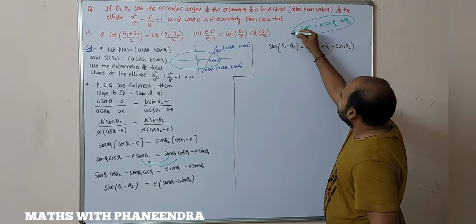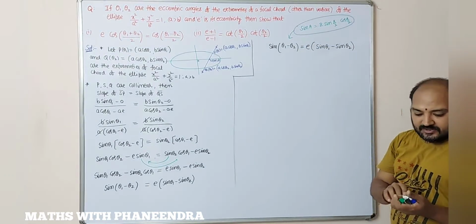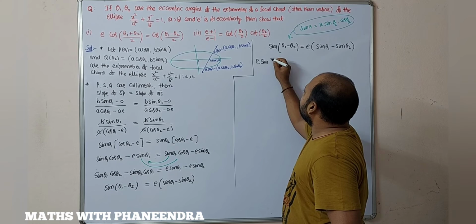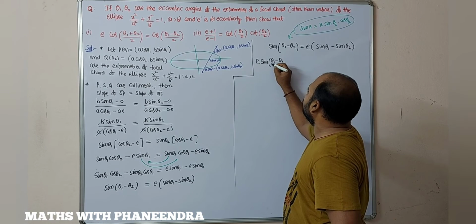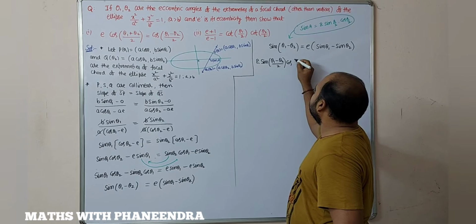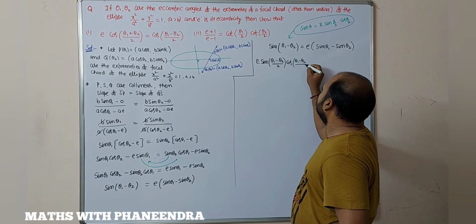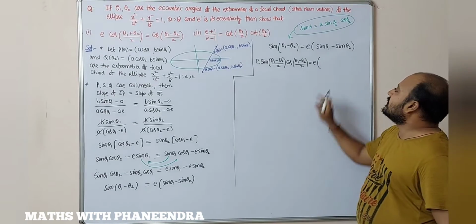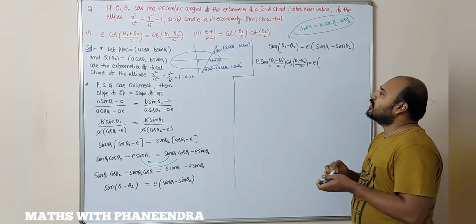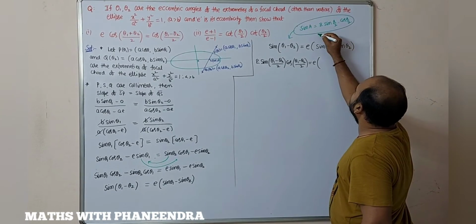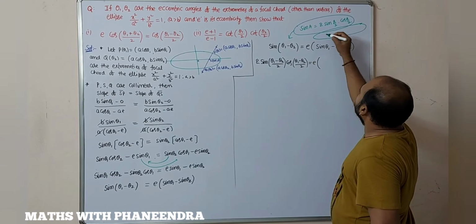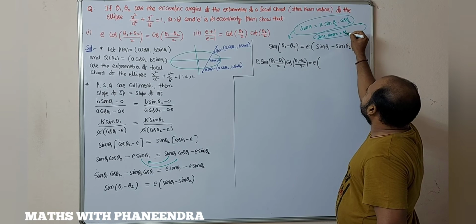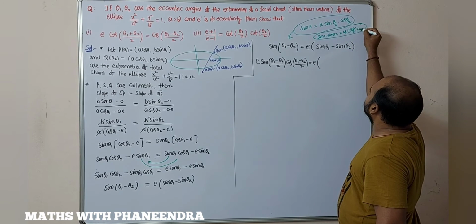So by using this, sin theta 1 minus theta 2 can be written as 2 times sin of (theta 1 minus theta 2) divided by 2 into cos of (theta 1 minus theta 2) divided by 2, which is equal to E into, keep bracket, sin C minus sin D. Even here also I write the formula, some students are not able to remember. Sin C minus sin D is 2 cos (C plus D) by 2 sin (C minus D) by 2.